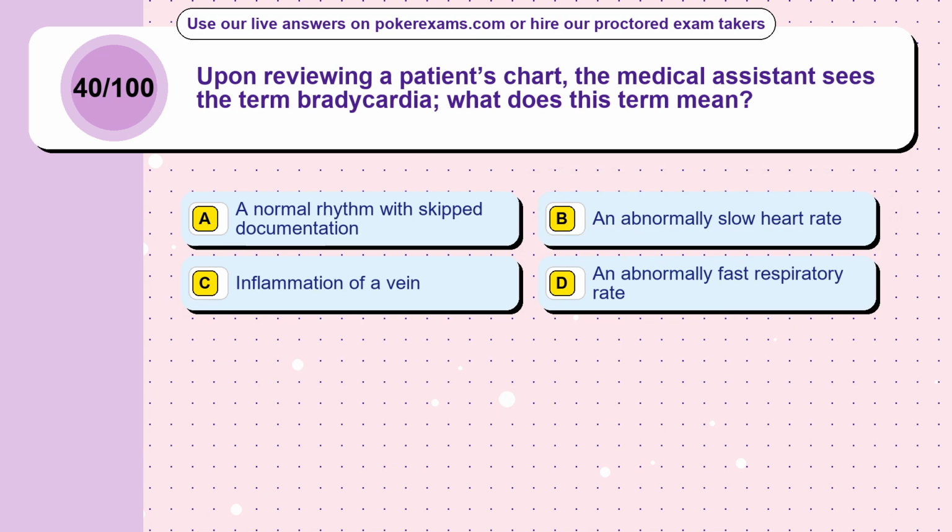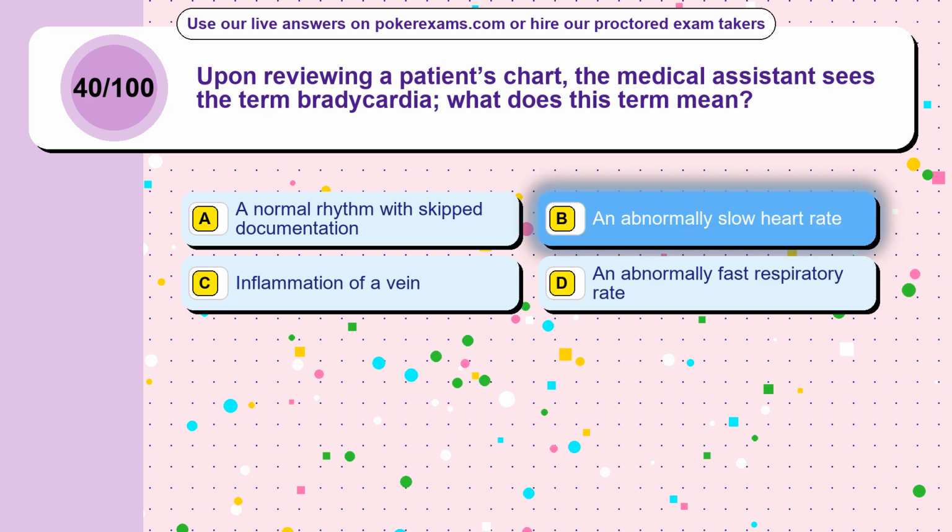Question 40. Upon reviewing a patient's chart, the medical assistant sees the term bradycardia. What does this term mean? Option A. A normal rhythm with skipped documentation. Option B. An abnormally slow heart rate. Option C. Inflammation of a vein. Option D. An abnormally fast respiratory rate.